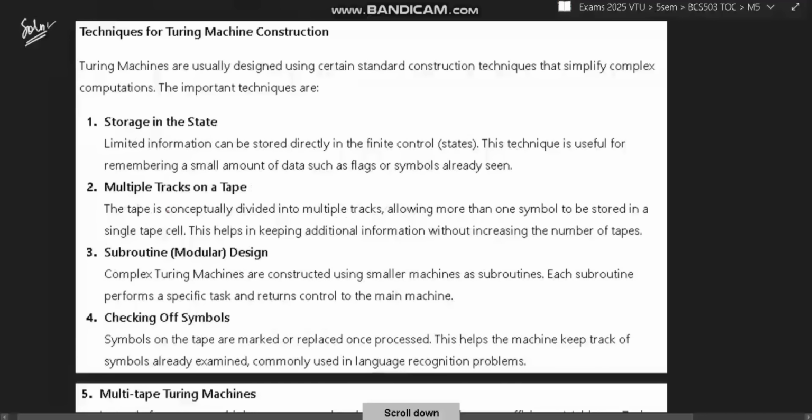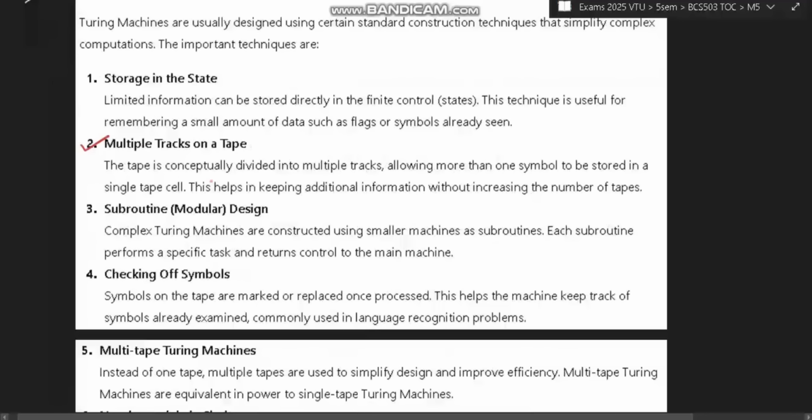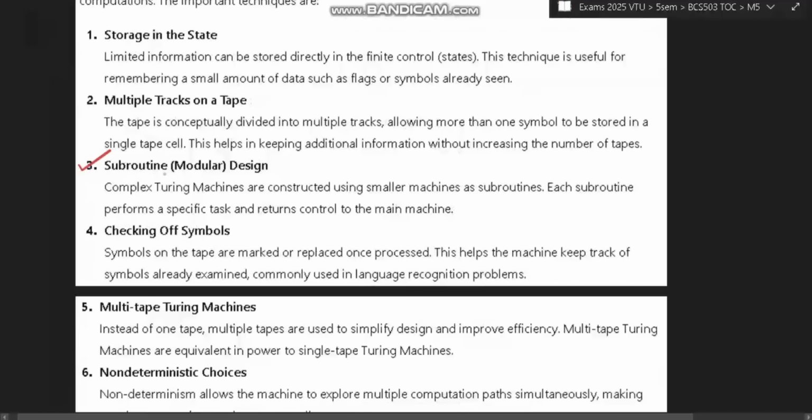Okay, and you can have multiple tracks on the tape. The tape is conceptually divided into multiple tracks, allowing more than one symbol to be stored in a single tape cell. It helps in keeping additional information without increasing the number of tapes. Subroutine or modular design: complex Turing machines are constructed using smaller machines as subroutines. Each subroutine performs a specific task and returns the control to the main machine. It is like programming, wherein you will be having a main function, and inside the main function you will be calling some small functions. You will be doing some computation and returning some value. That is called a subroutine. In terms of Turing machine, that will be called subroutine or modular design.